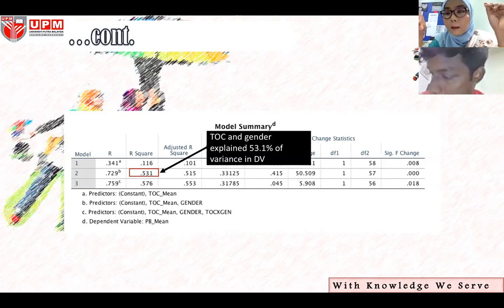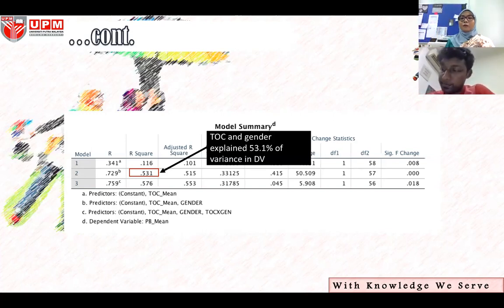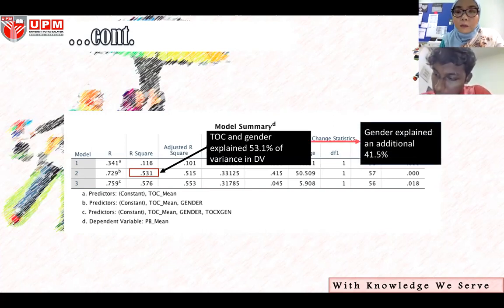Because it is 0.265, right? Yeah, 0.265. So it's very huge. Okay, so next one. We proceed to the additional, meaning that your moderator explains an additional how much.